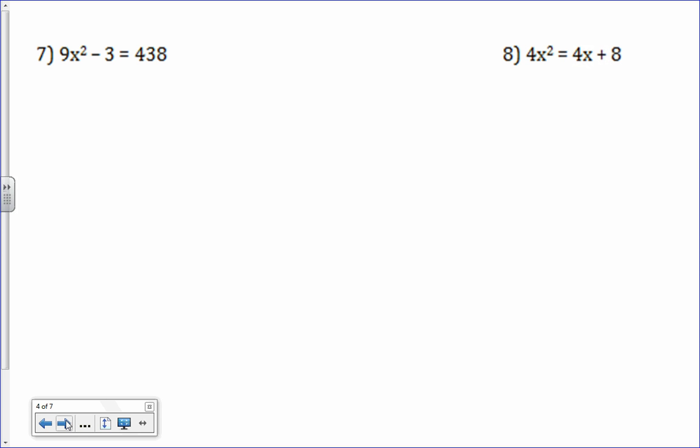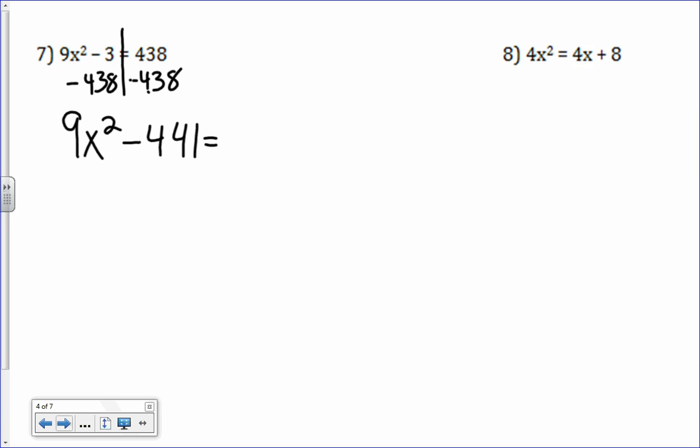All right, if you look at 7, 7's kind of like number 1. You could start off by setting it equal to 0, subtract 438 on both sides. And that minus 438 will combine with that minus 3, and you'd have 9x squared minus 441 equals 0. And you could label A, B, and C. A is 9, B is 0, C is negative 441. Okay? That takes a few too many steps for me.